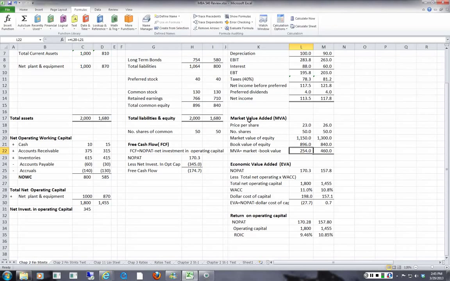These, EVA, economic value added, and MVA, market value added, are very important, and so are NOPAT and free cash flow. Those are new concepts which we're going to talk more about, and they're very important in how a business is evaluated and how we're going forward.